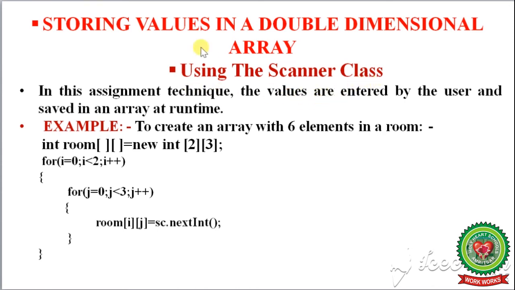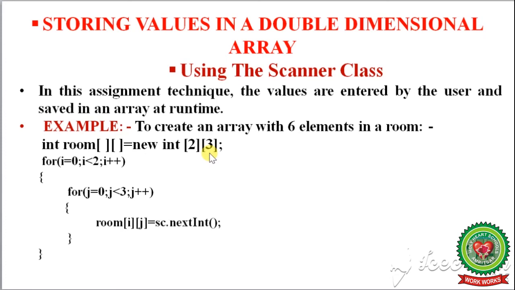In this assignment technique, the values are entered by the user and saved in an array at runtime. For example, to create an array with 6 elements in a room, we will declare int room, then first square bracket representing row and second square bracket representing columns is equals to new int 2 3 semicolon. 2 represents your number of rows and 3 represents the number of columns in an array.